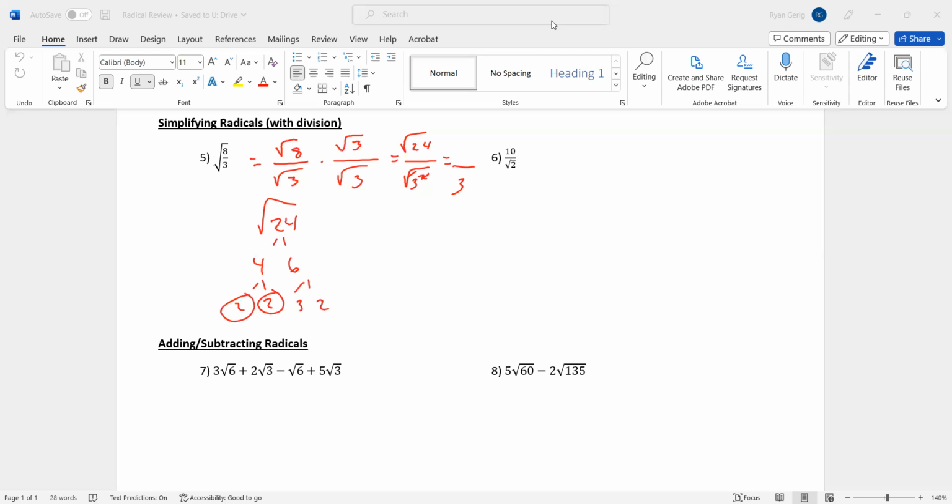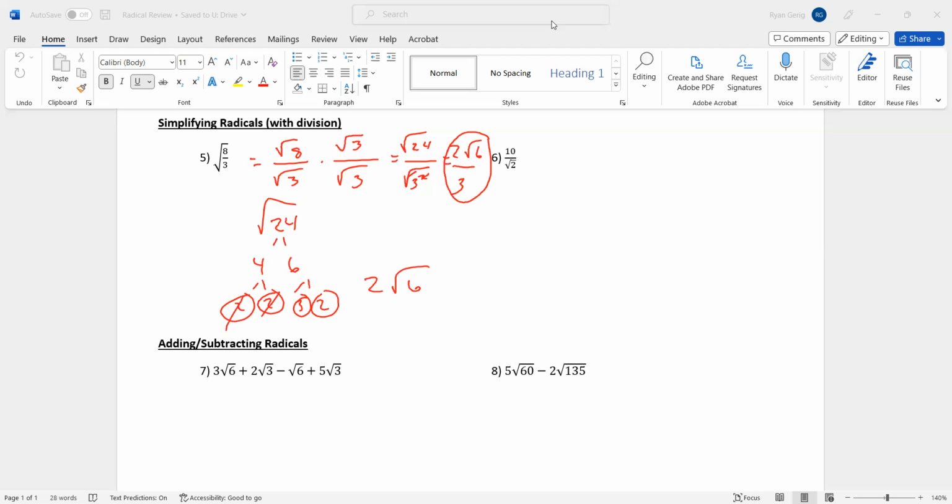6 is 3 and 2. I've got a pair of 2's. Left over 3 and 2, so 2 radical 6. So my final answer here is 2 radical 6 over 3. You want to check, make sure you can't reduce, because you brought a number out, 2. It could reduce with the 3. In this case, it doesn't, so you're done.